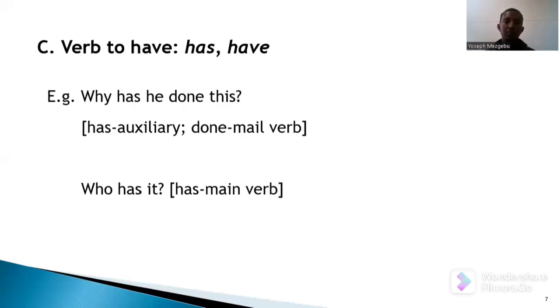The verb to have, here we have has and have. They act also as main verb and auxiliary verbs in different contexts. Why has he done this?